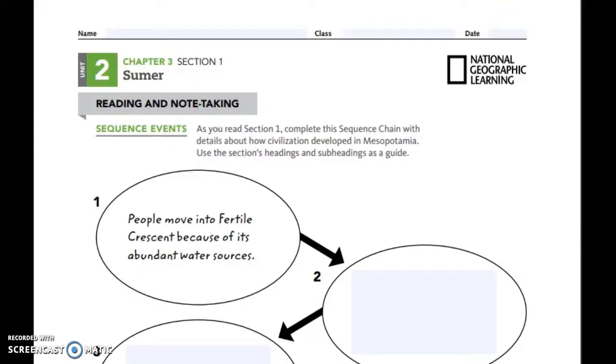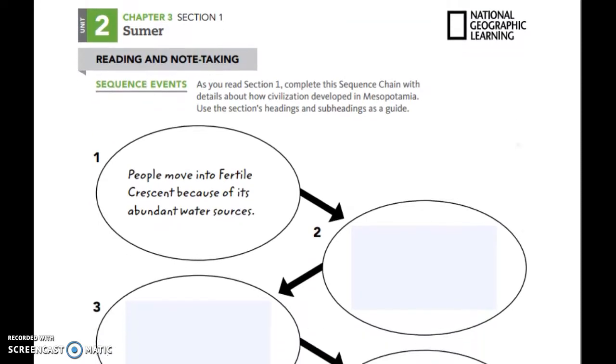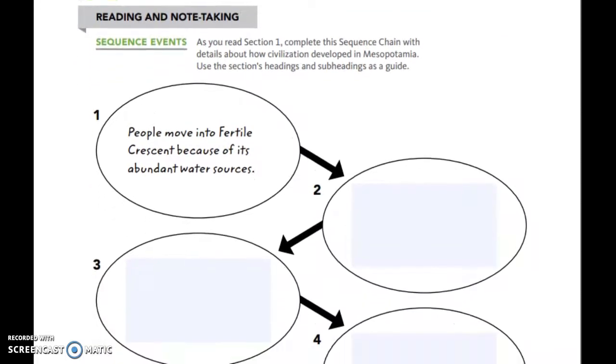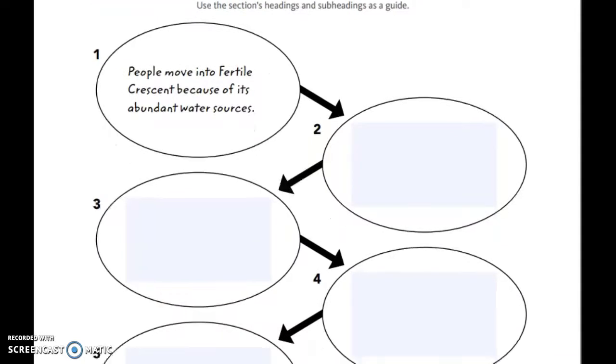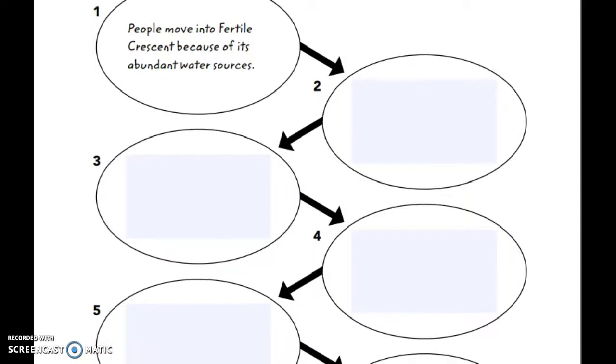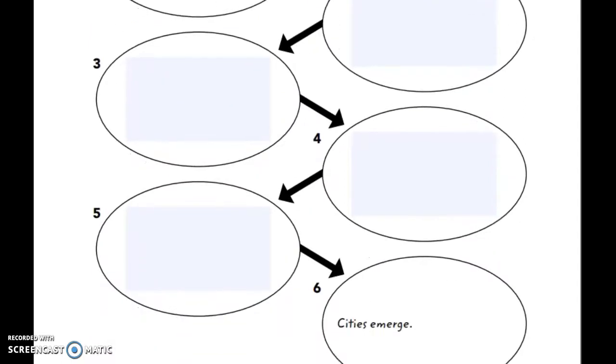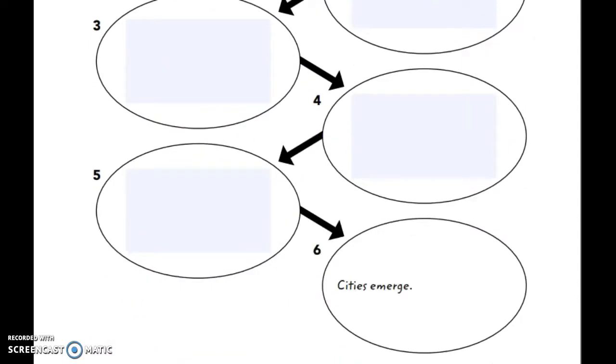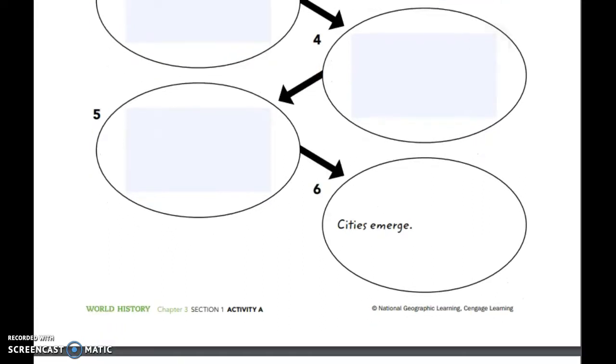I just wanted to bring you up to speed on what we did today, or are doing actually, because I haven't done it yet. We are going to start off by looking at this. It's reading and note taking, sequencing events. So we're just considering how things progressed through the development of Sumer. You started off with people moving into the Fertile Crescent because of its abundant water sources, and then something happened, and then something happened, and then something happened, and as a result, cities emerged.